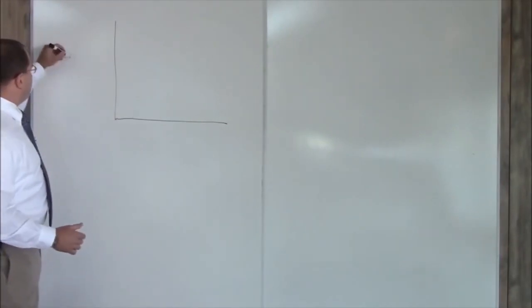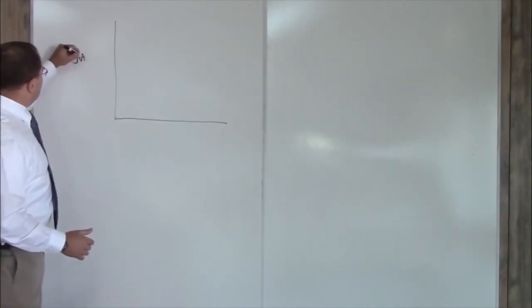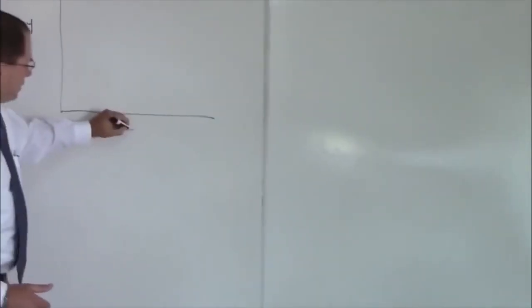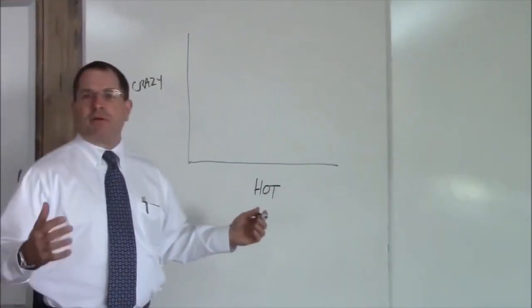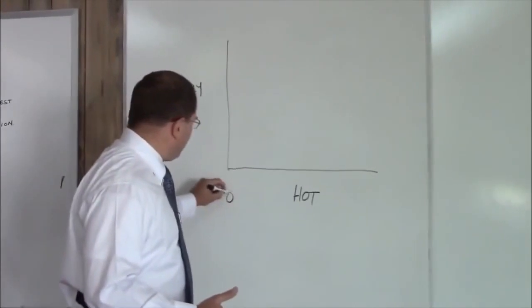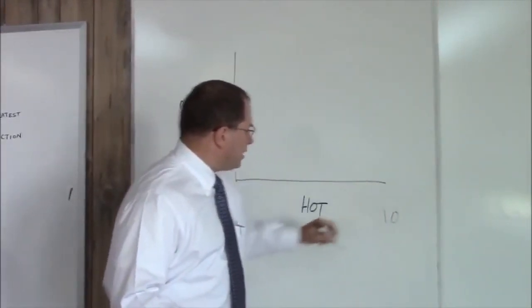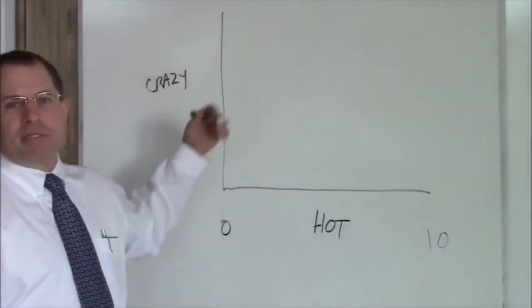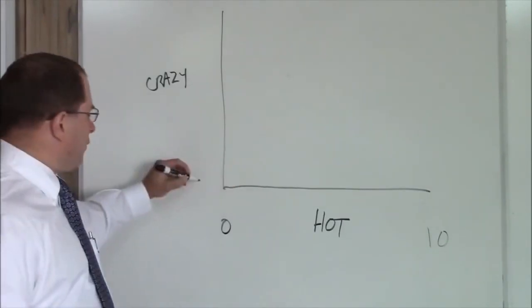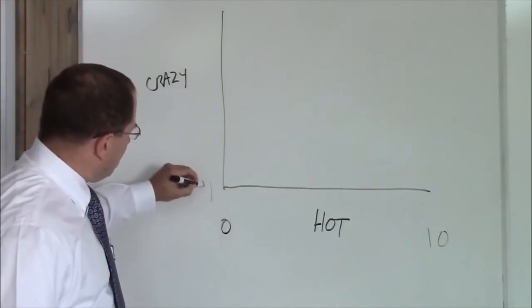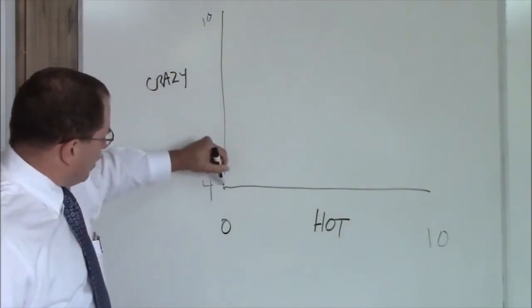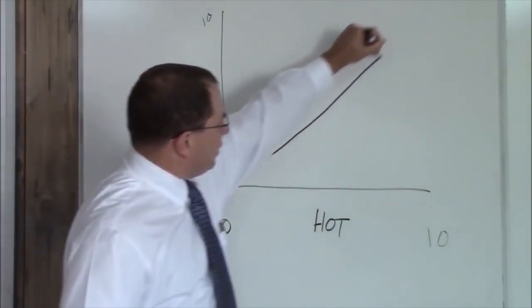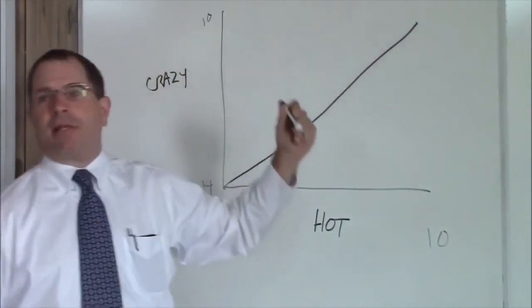You have your crazy axis and your hot axis. Hot is, as usual, measured from 0 to 10. We're all familiar with that. Crazy is measured from 4 to 10 because, of course, there's no such thing as a woman who's not at least a 4 crazy. So you got 4 to 10. This is your hot crazy line right here. Very important that you keep in mind where the hot crazy line is.